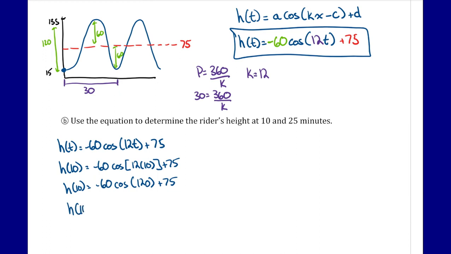We get h at 10. This just becomes a calculation. Make sure you do put a bracket around the 120, or if your calculator puts the first bracket in, make sure you close it, just so that we ensure that we're not doing cosine of 120 plus 75 in brackets there. We should get 105 meters. So that means at 10 minutes, our rider is 105 meters in the air.